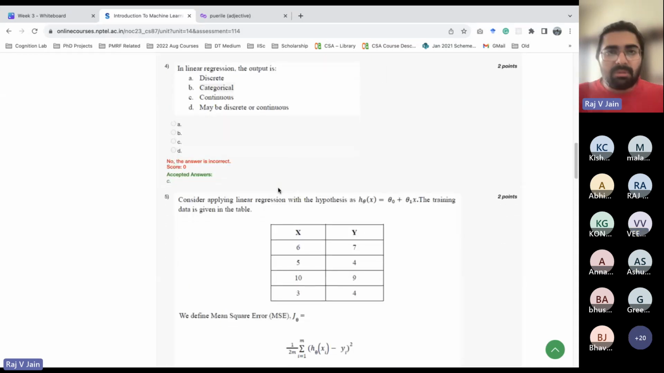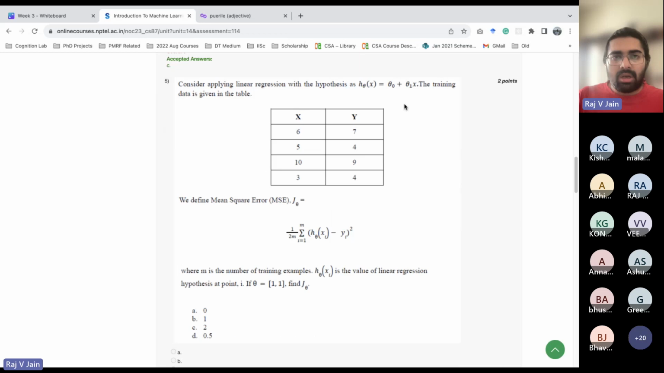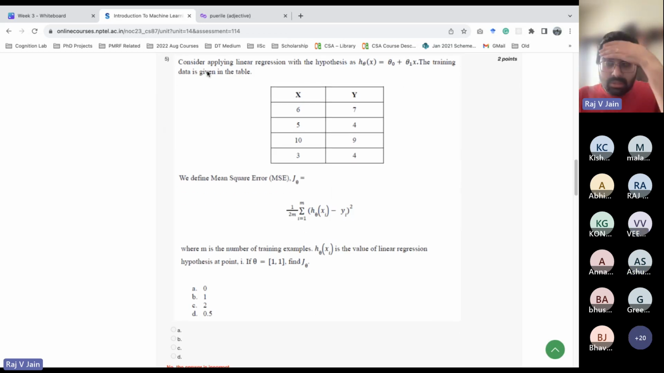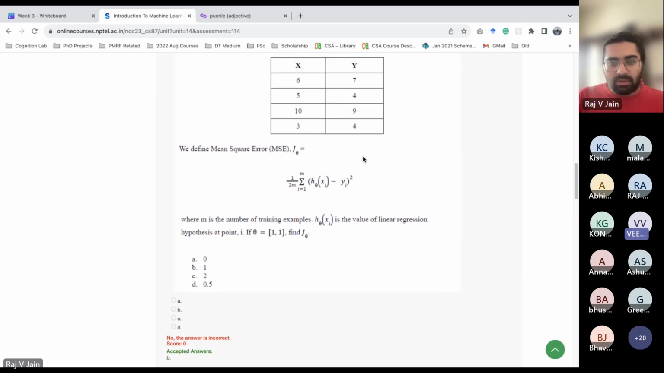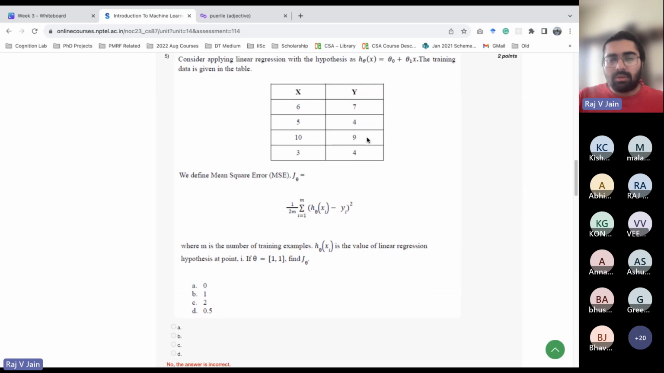Then question number 4. In linear equation, the output is continuous, right? This is very clear. Yeah, 5th question. So what is the answer according to you guys? Question number 5.